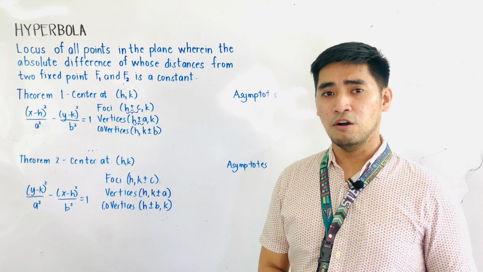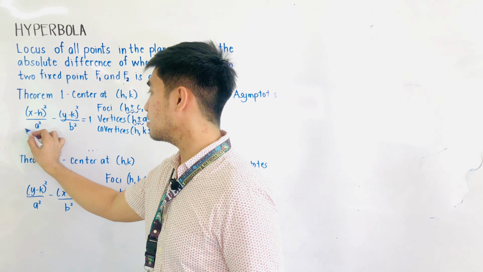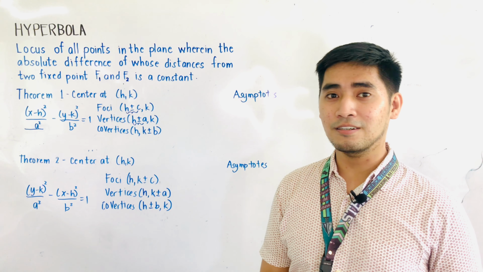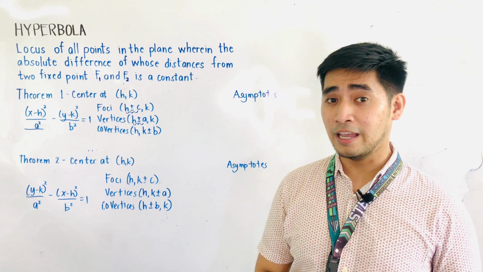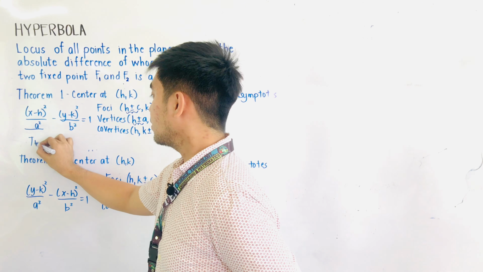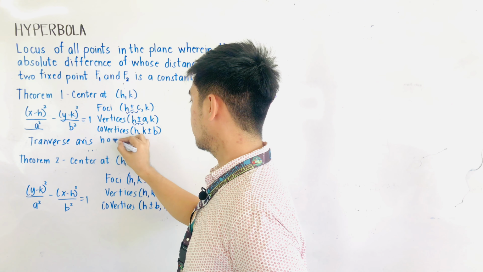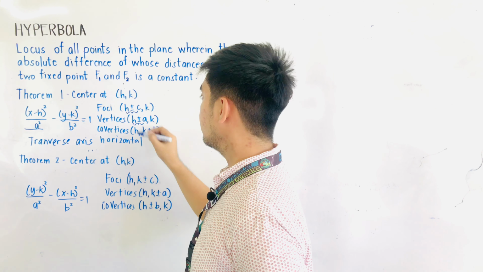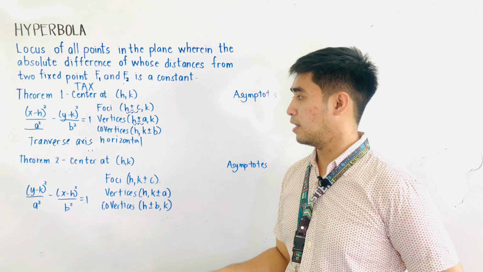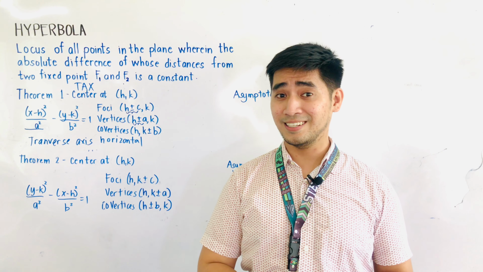If this is the case, all we have to do is to analyze first which term is positive. In this case, this is the positive term. And the positive term always comes with a squared. Again, the denominator of the positive term is always a squared. And therefore, a squared comes with x. Therefore, our transverse axis is horizontal, and we will be calling this TAH, transverse axis horizontal.